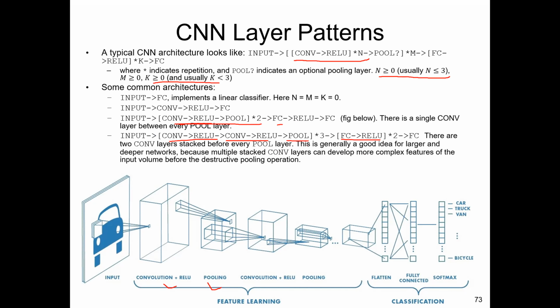So this is generally a good idea for large and deep networks because multiple stacked conv layers can help develop more complex features of the input volume before the destructive pooling operation.